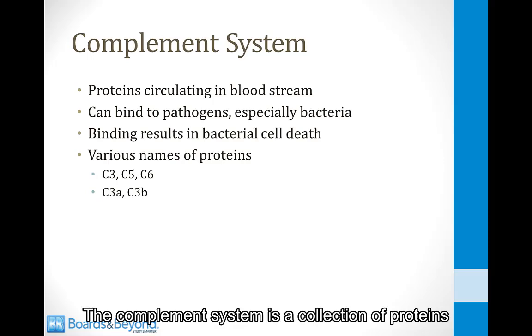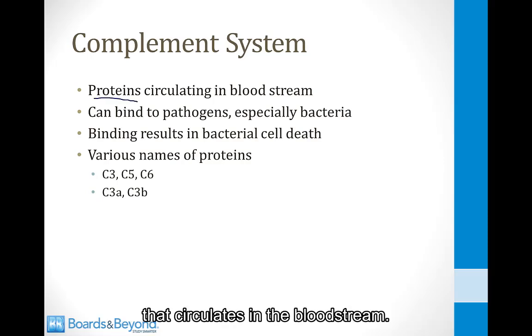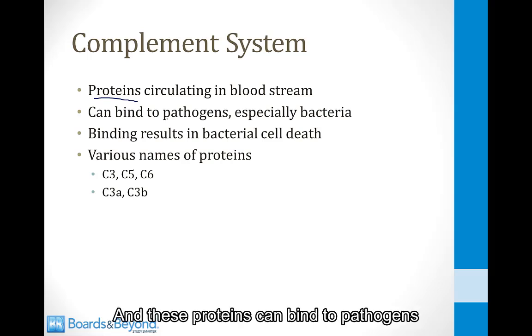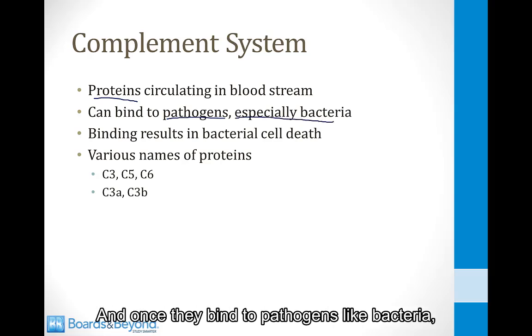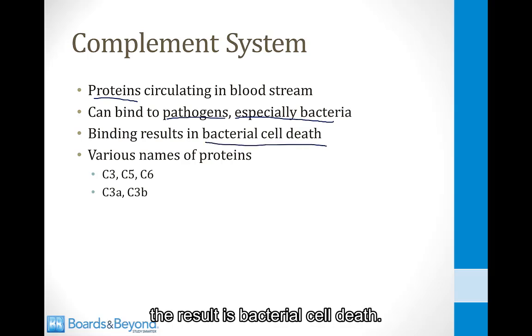The complement system is a collection of proteins that circulates in the bloodstream. It can also be found in tissues. And these proteins can bind to pathogens that get inside the body, especially bacteria. Once they bind to pathogens like bacteria, the result is bacterial cell death.